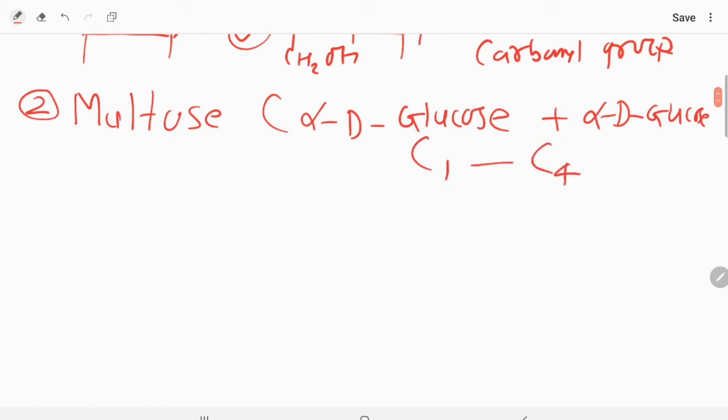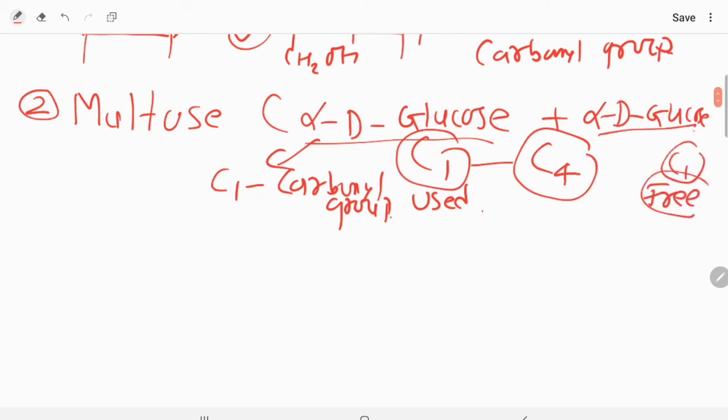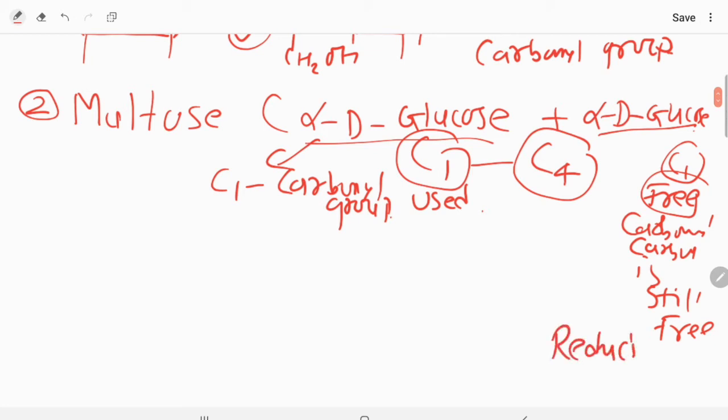Alright, you have to remember one thing about alpha D glucose. At carbon number 1, the carbonyl group is there. For this glucose, C1 is free, which shows that the carbonyl carbon is still free. If it is still free, then it is considered a reducing sugar. This one is known as a reducing sugar.